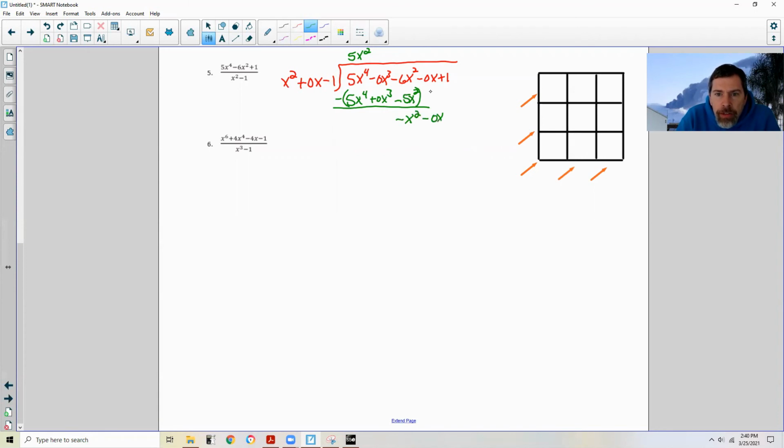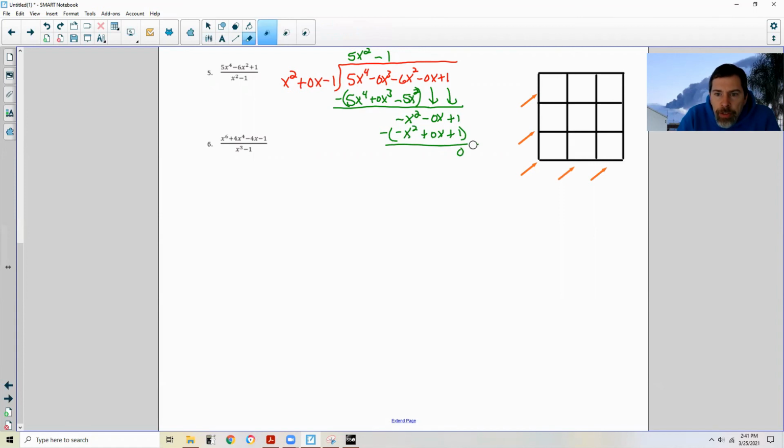Minus 0x comes down. And I'm going to take x squared and say, well, let's see, I need a minus 1 here. Negative 1 times x squared is negative x squared. Negative 1 times 0x is 0x. And negative 1 times negative 1 is 1. And so I needed to bring this down as well, plus 1. And I subtract. And this is going to give me negative x squared plus x squared, which is 0. 0 minus 0 is 0. 1 minus 1 is 0.